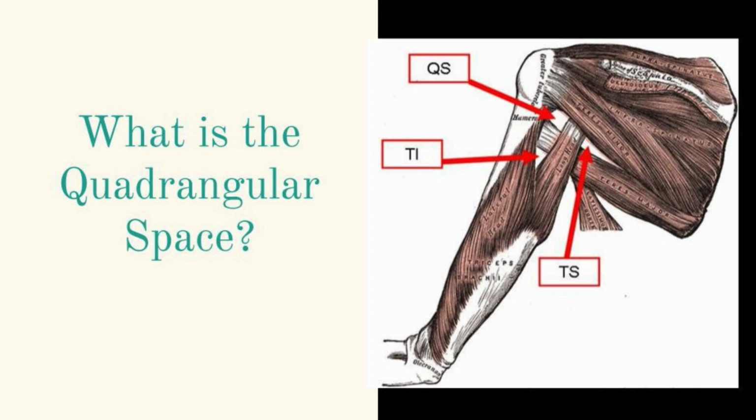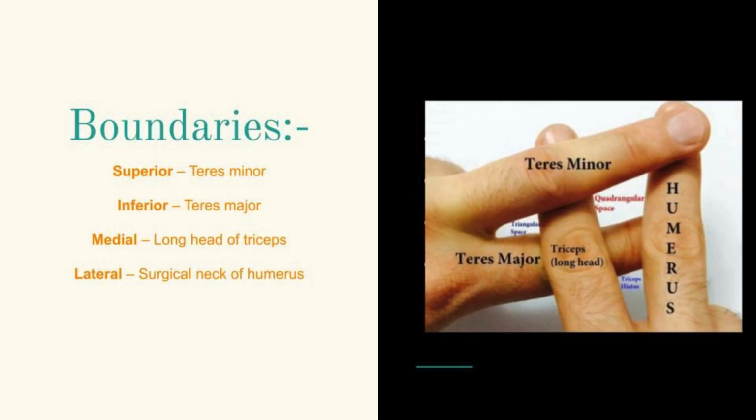What is the quadrangular space? The quadrangular space is a small anatomical area located at the back of the shoulder, within the posterior part of the axilla. It acts as a conduit, allowing important structures to pass from the axilla into the posterior compartment of the arm. The quadrangular space is bordered by four anatomical landmarks.